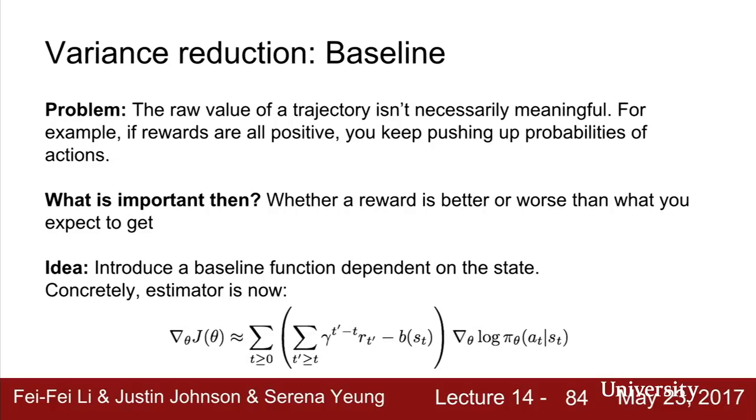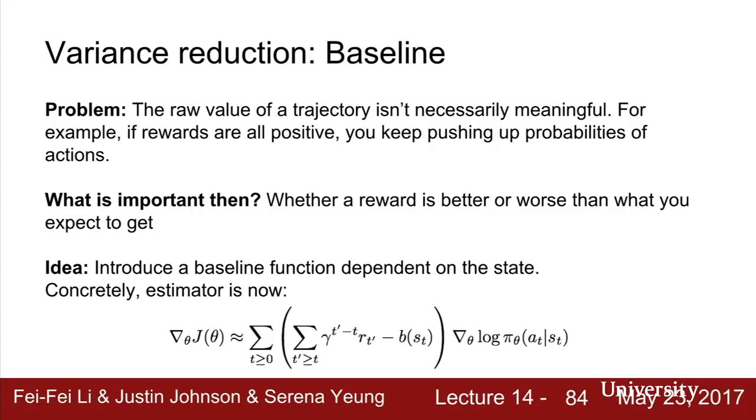So a third idea is using a baseline in order to reduce your variance. A problem with just using the raw value of your trajectories is that this isn't necessarily meaningful, right?